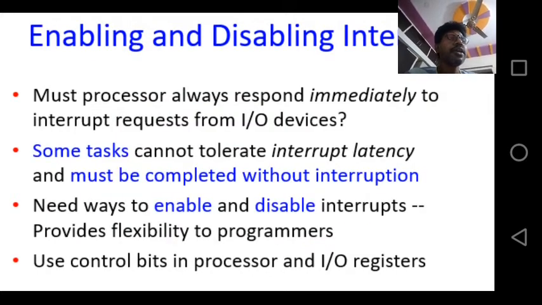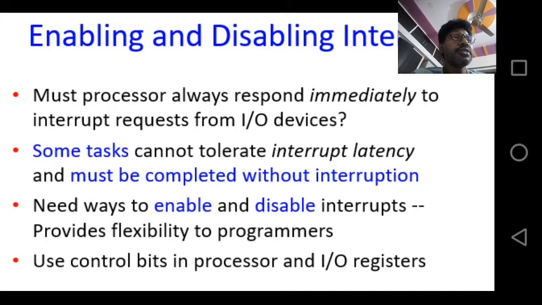Now we see enabling and disabling interrupts. The processor must always respond immediately to the interrupt request from IO devices. Some tasks cannot tolerate interrupt latency and must be completed without interruption. We need ways to enable and disable interrupts to provide flexibility to the programmer.